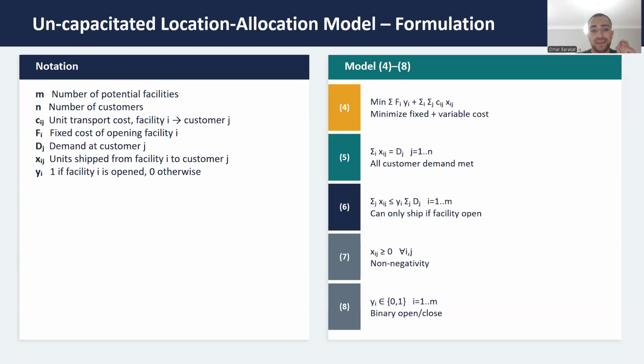The linking constraint 6 is the critical one. It ensures that if facility I doesn't ship to any customer, no fixed cost is incurred. If it does ship, the full fixed cost F is charged. This is what makes the model a mixed integer program. Uncapacitated means there's no upper limit on how much any one facility can handle. The model can assign all customers to a single open facility if that minimizes cost. Capacitated versions add an upper bound constraint.